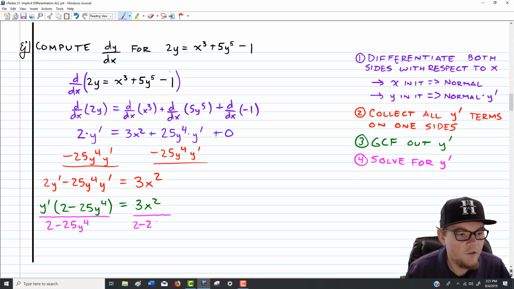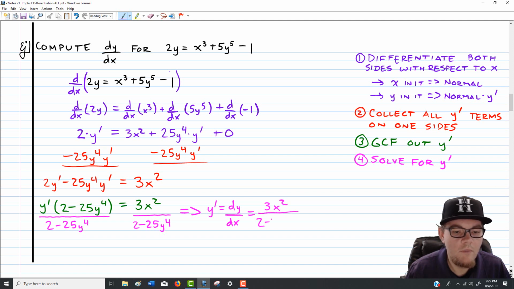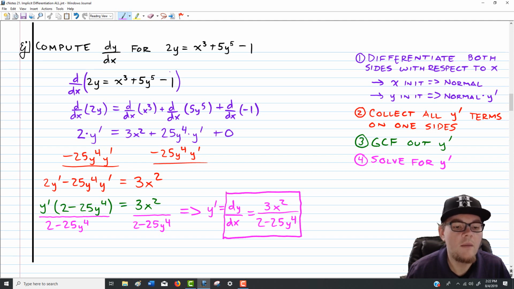We're going to divide by 2 minus 25y to the fourth. When we do, we end up with y prime alone on the left, which we know is technically dy/dx, just a slightly better form of it. And that's equal to 3x squared over 2 minus 25y to the fourth. And there is our implicit derivative.